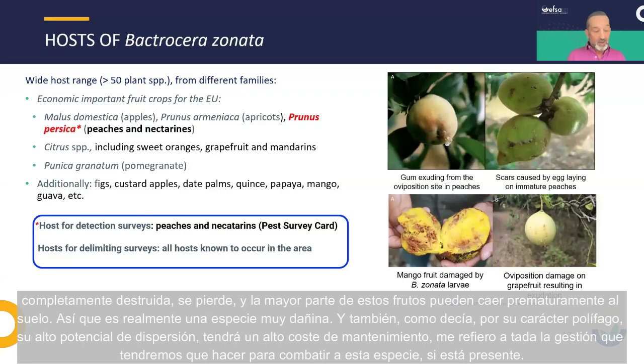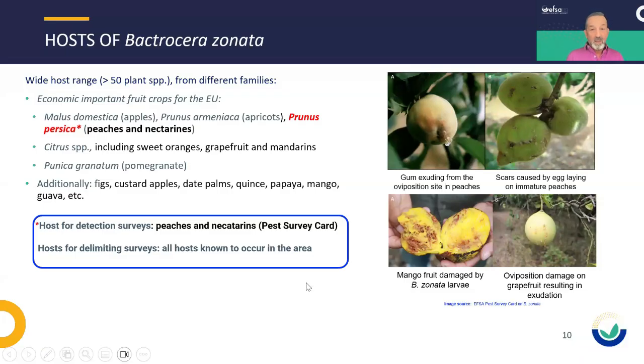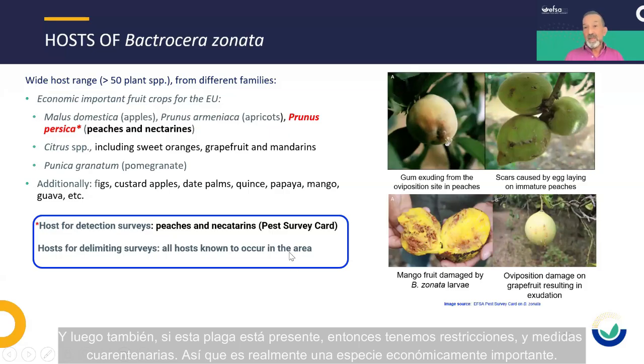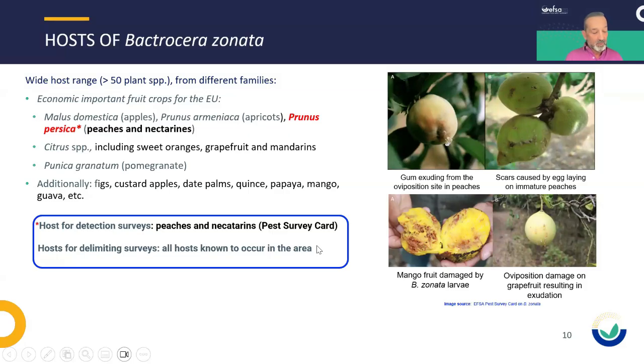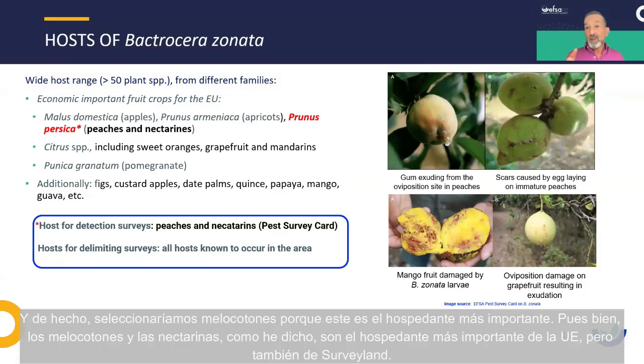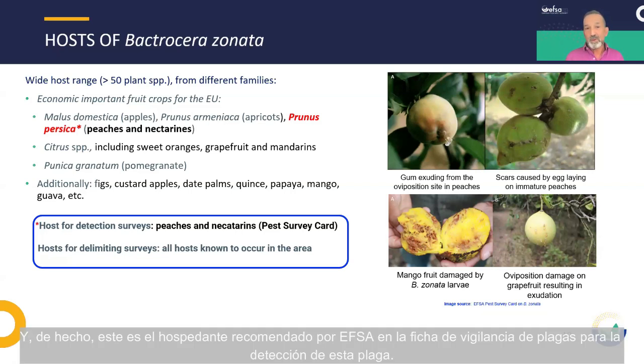And also, as I said, because of its polyphagy and high potential for dispersal, it has a high maintenance cost. So all the management that we have to do with this species, if it is present, and also, if this pest is present, then we have restrictions and quarantine. So it's really an economically important species. And actually, we would select peaches because this is the most important host. Well, peaches and nectarines, as I said, is the most important host in the EU, but also in Surveyland.